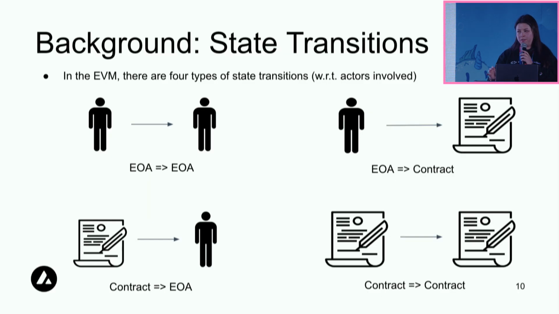Now, the basics of the EVM. In order to go from one state to another state, you can have different kinds of interactions. You can have an externally owned account interacting with another externally owned account, such as sending just a balance of the native token. You can have interactions between contracts, with contracts calling other contracts as well. The thing is, for this specific case, we will be focusing on contracts.